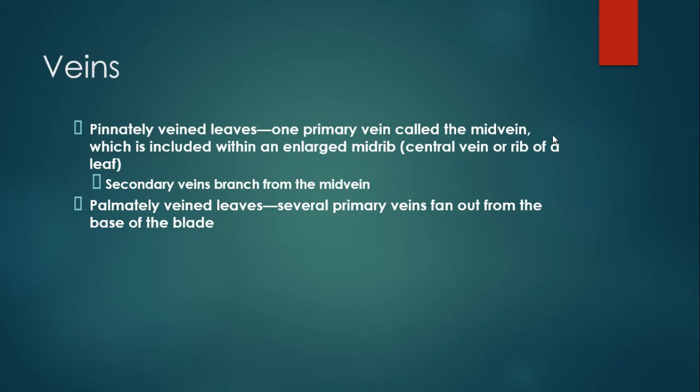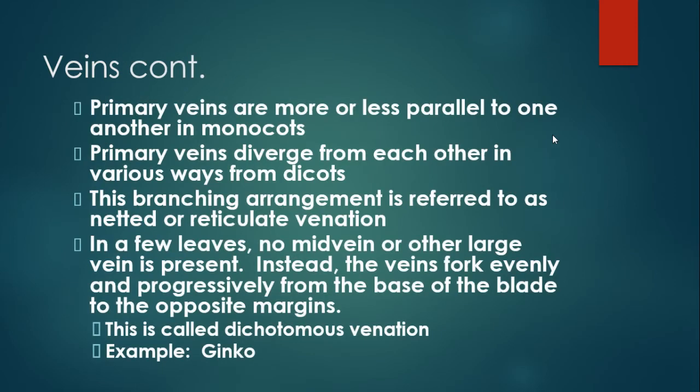And palmately veined leaves, where several primary veins fan out from the base of the blade. Primary veins are more or less parallel to one another in monocots. Primary veins diverge from each other in various ways in the dicots. This branching arrangement is referred to as netted or reticulate venation.